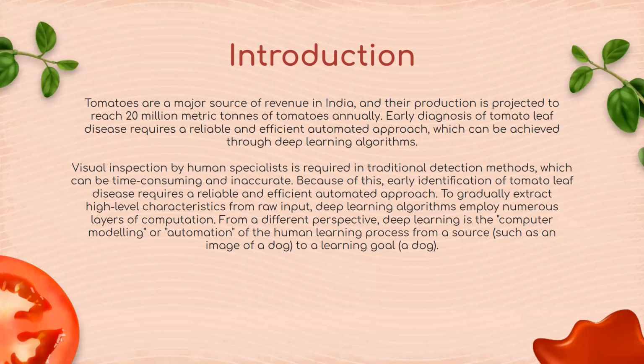Because of this, accurate and effective automated methods are needed for early diagnosis of tomato leaf disease. Deep learning techniques use many layers of computing to gradually extract high-level properties from raw input. Deep learning, seen from a different angle, is the computer modeling or automation of the human learning process from a source like a picture of a dog to a learning objective like a dog.